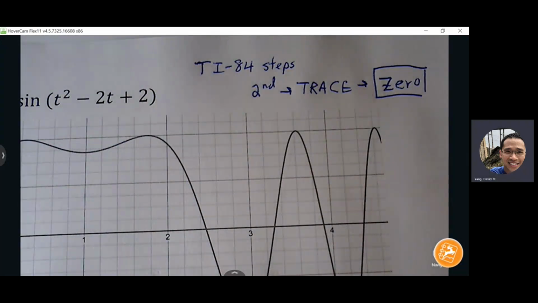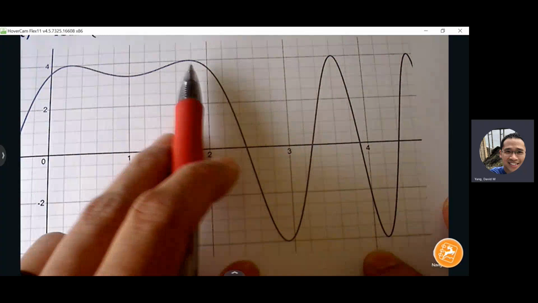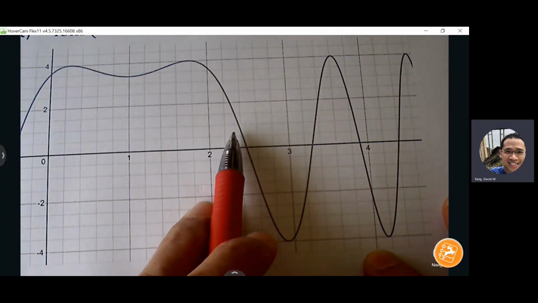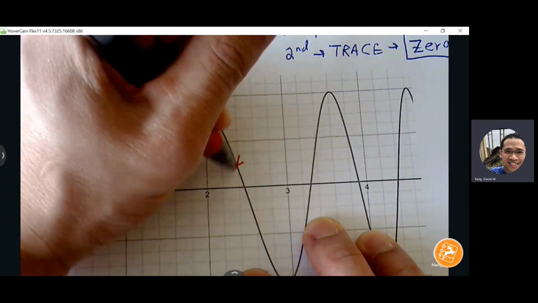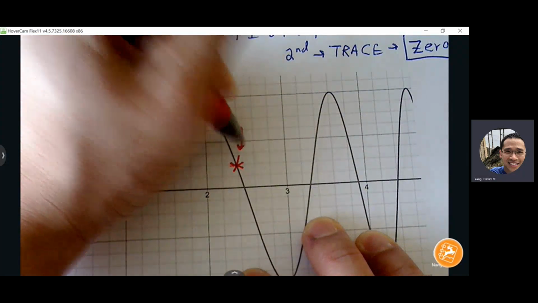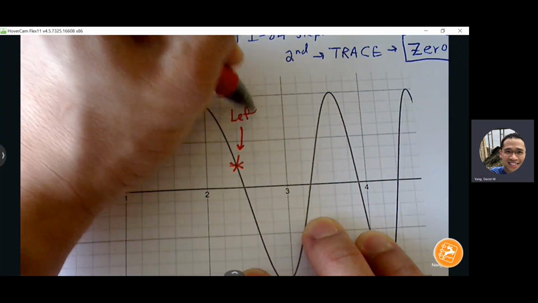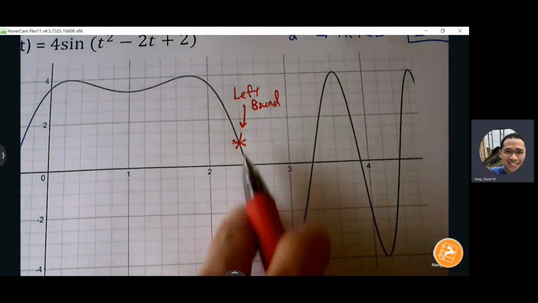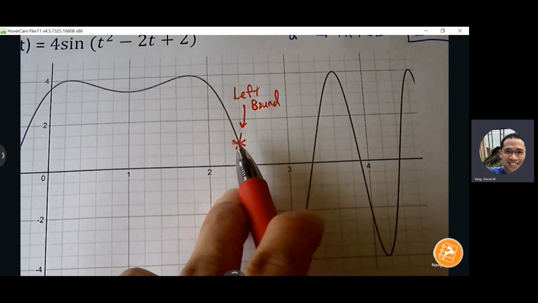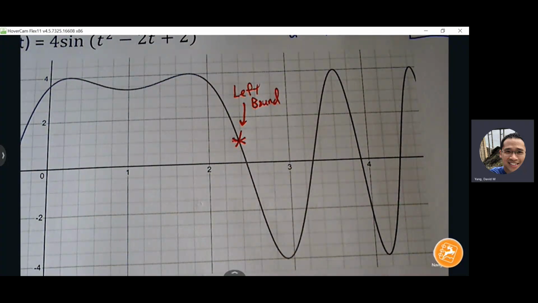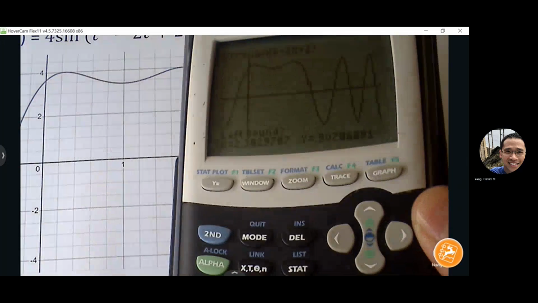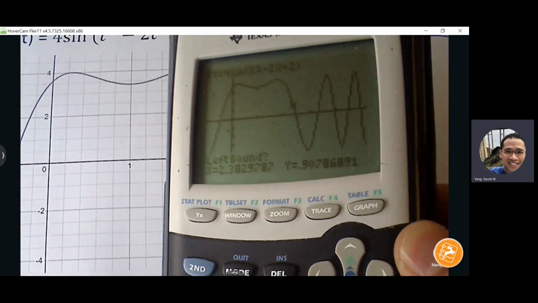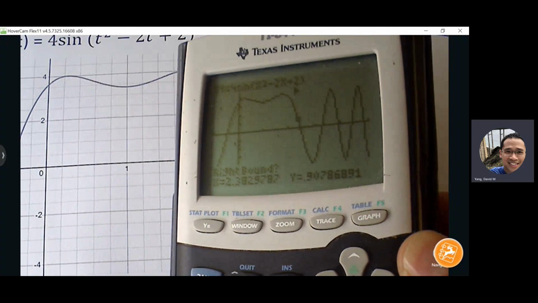Okay, so left bound, what you're going to do is scroll not to the x-intercept, but to the left of the x-intercept. So this one, I'm going to let this be my left bound. It doesn't matter. My goal is the x-intercept, I know, but I'm going to make the calculator give it a left bound to start with. So you're going to scroll to a point to the left of the x-intercept, and you're going to hit enter. Okay, and that locks in that value for the calculator to start looking.